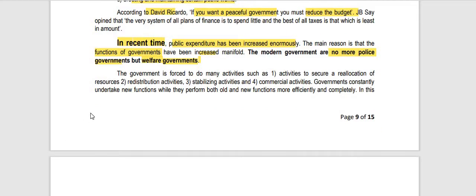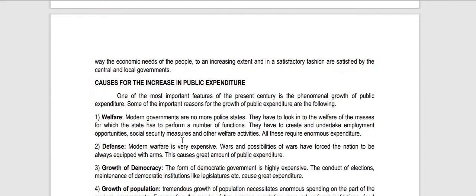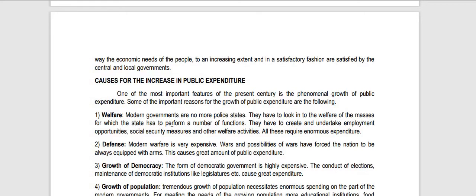In today's time, the government has many activities such as to secure a reallocation of resources, distribution activities, stabilizing activities, and commercial activities. Meaning, these activities are intended to be done efficiently and completely for the economic growth and development of the society. So what are the causes why it has increased? Why do we increase our public expenditure?